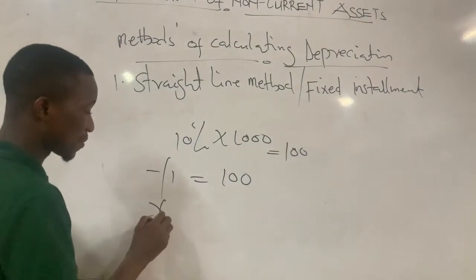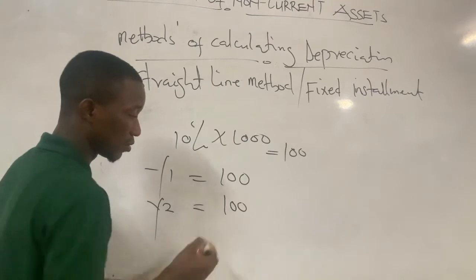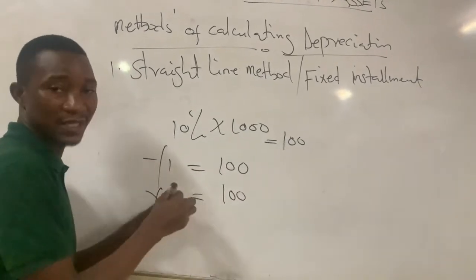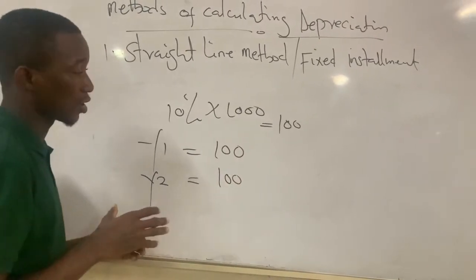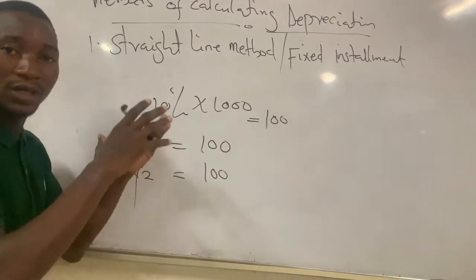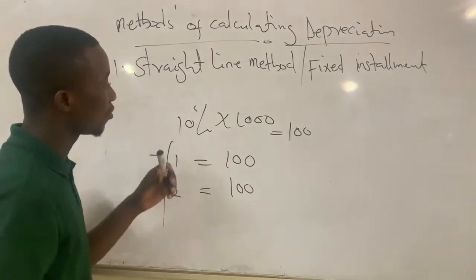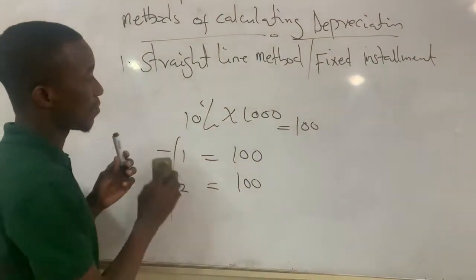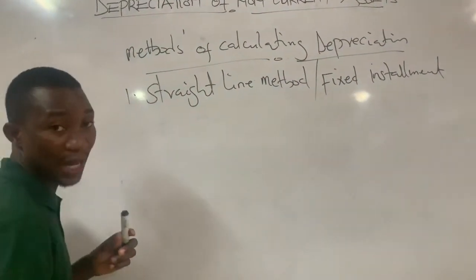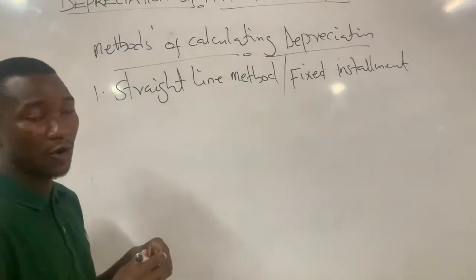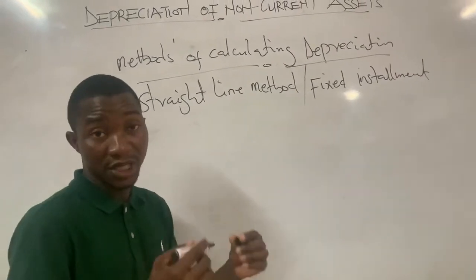So in the subsequent year, or second year, the depreciation will still be 100. The rate of depreciation is fixed because it is a straight line method or fixed installment. Is that okay? The depreciation doesn't vary. You only calculate the rate on the cost of the asset. So basically, this is how we calculate a straight line method. But there is a formula for calculating the straight line method depreciation.